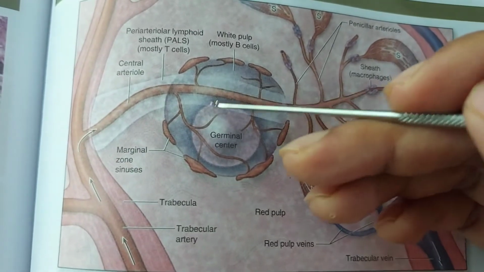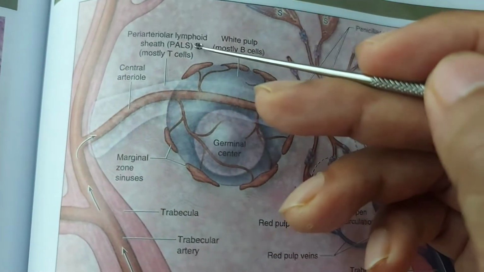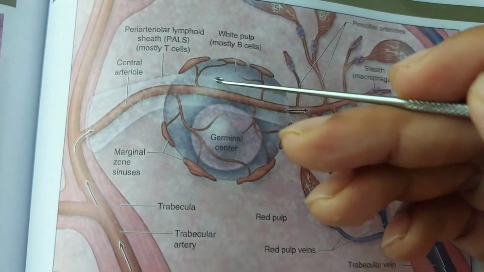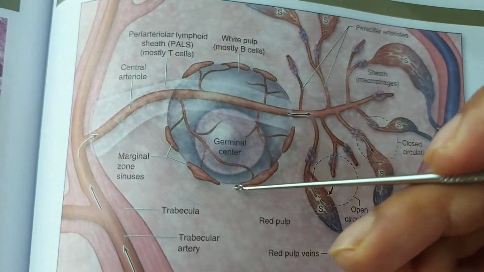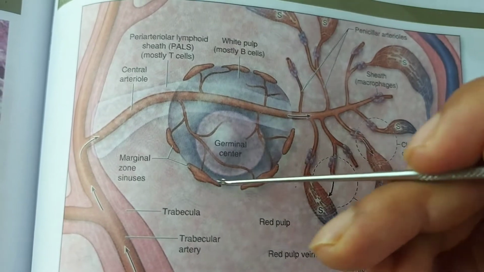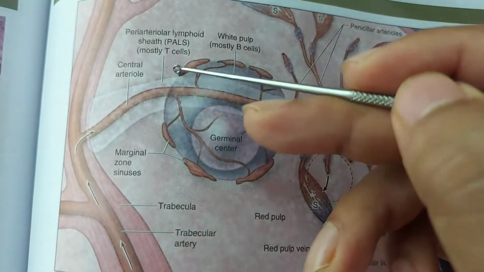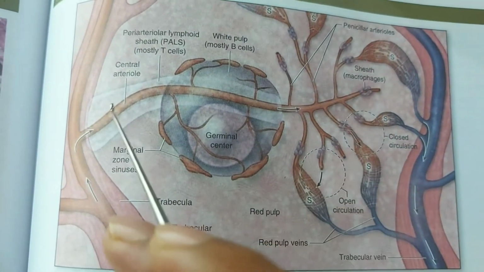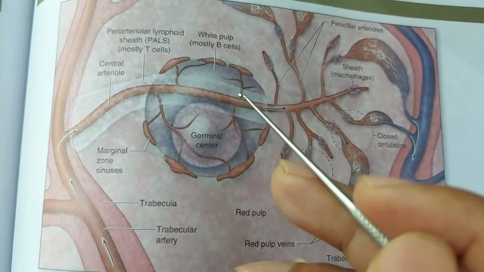At the side of the central arteriole, we see a whitish area. This is known as the periarteriolar lymphatic sheath, that means PALS. In the side there is the marginal zone. This is the marginal zone, and there are the sinuses, the marginal sinuses. This is the white pulp area of the spleen. And here is the artery that is known as the central arteriole.